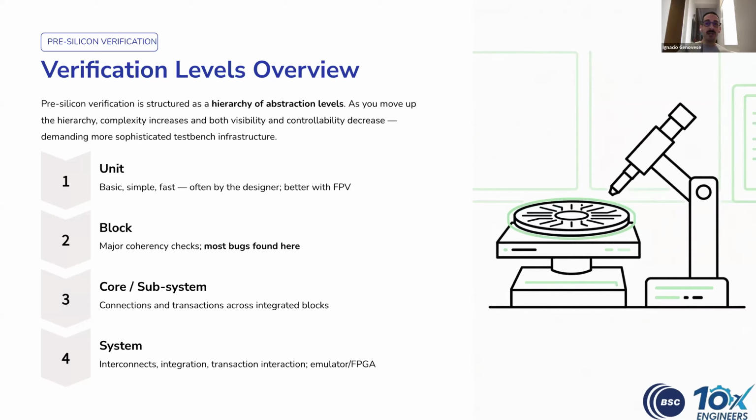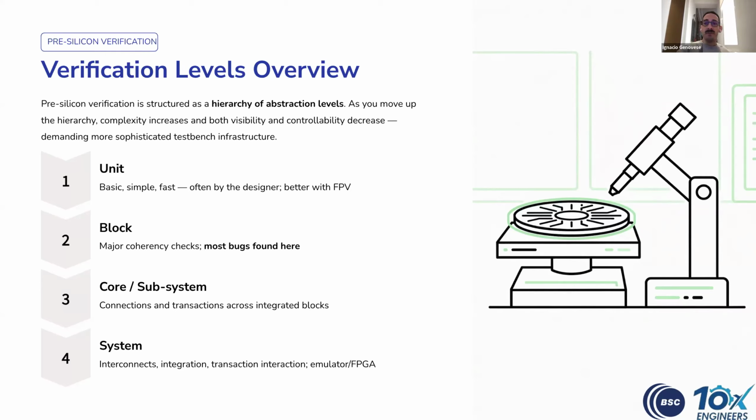In the next level, which is the block level, we test multiple integrated modules like a DRAM controller or a core processor. We target inter-block protocols and connections. We have less controllability than at unit level, and most of the bugs are found at this level. Then we move on to the core or subsystem level, where we test connections and transactions across integrated blocks. And then we move to the system or full chip integration level. Here we have the lowest controllability and the lowest visibility.